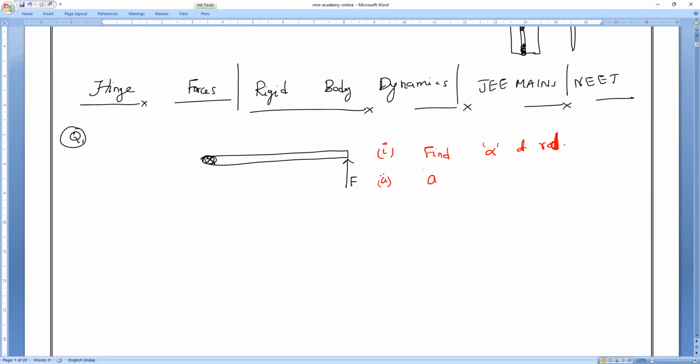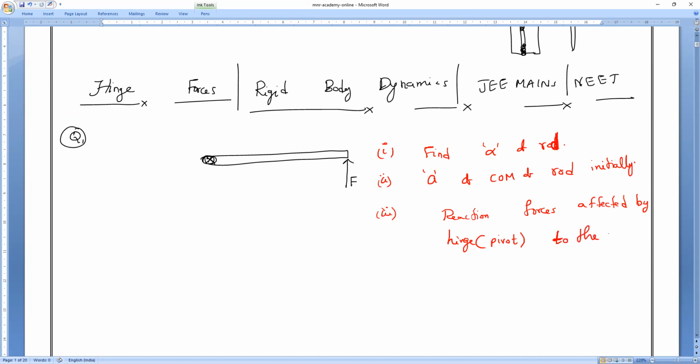Second, the acceleration of the COM of the rod initially. Initially, be very careful. Next, third one: reaction forces affected by the hinge. The hinge, we call it what, everybody? The pivot to the rod. So this is the question.